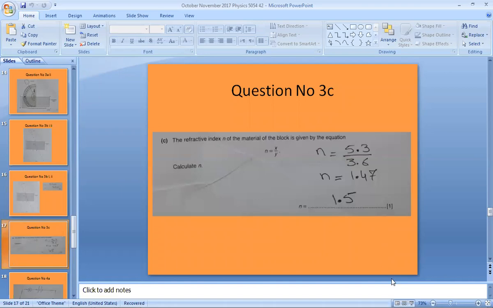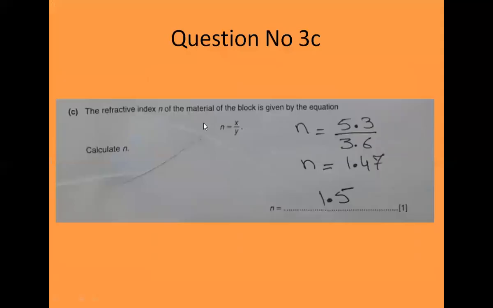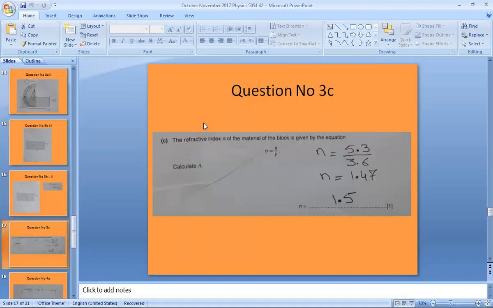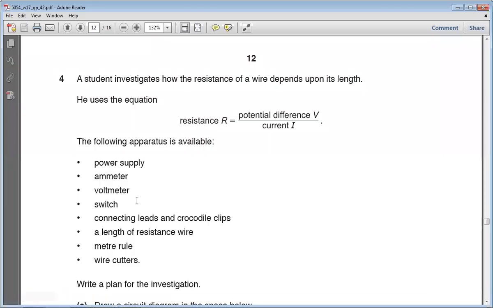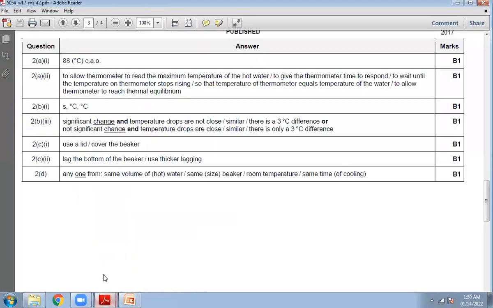Okay, so here we go. The N value is X by Y. The X is 5.3 and the Y is 3.6. So 5.3 divided by 3.6 gives the N value 1.47. When you round it off, it will be 1.5. So the refractive index of that glass is 1.47, and when I round it off, it is 1.5. So that's question number 3. And let's check the marking scheme of question number 3. The question number 3 marking scheme is coming up on your screen.